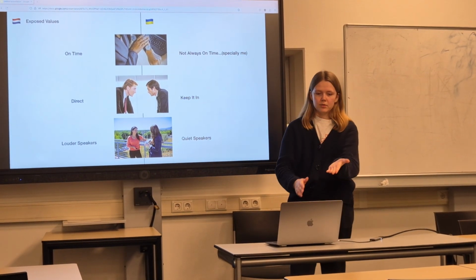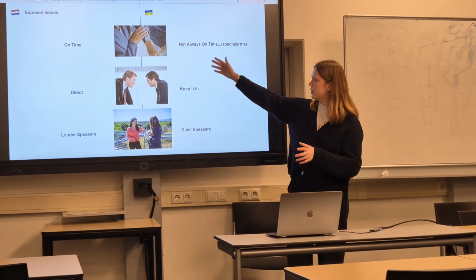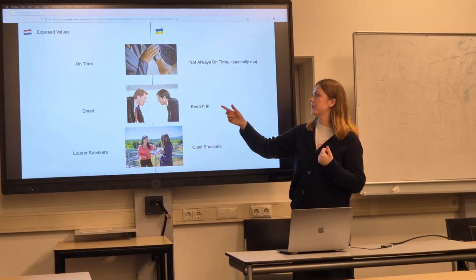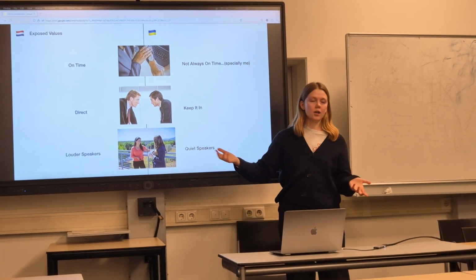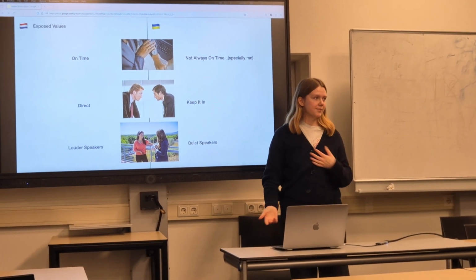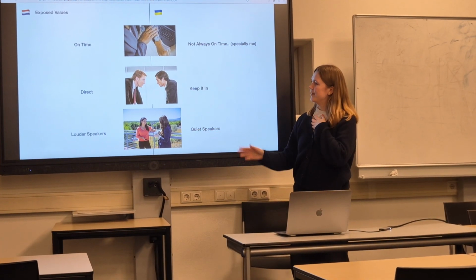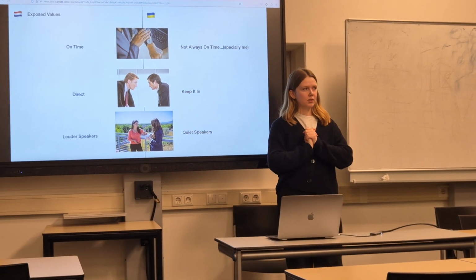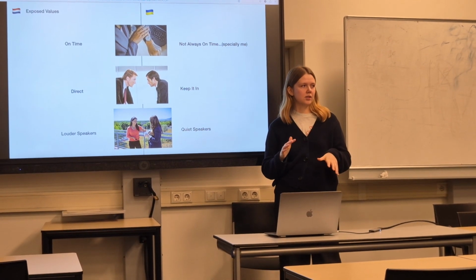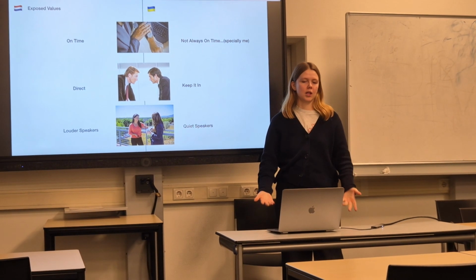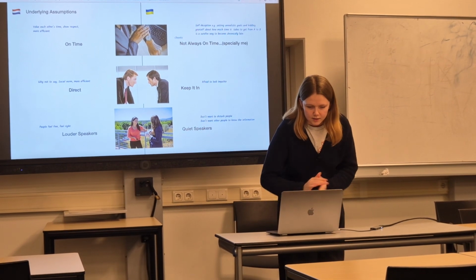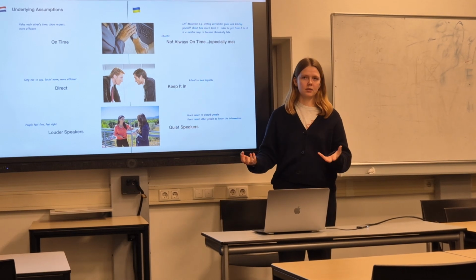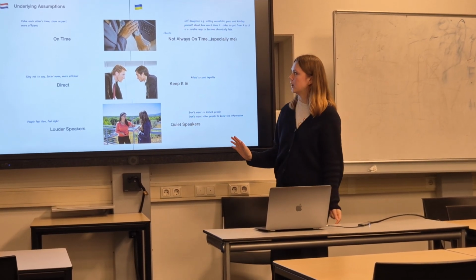I'll continue with espoused values, the main three differences that I can see between the Netherlands and Ukraine. Dutch people are often on time, and it's a big stereotype, while Ukrainians are not always on time, especially me. Dutch people are more direct, and also in Ukraine we are quiet speakers. That's why for me, Dutch people are louder speakers.